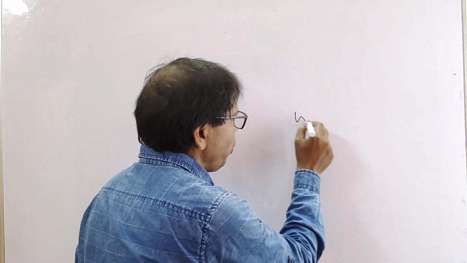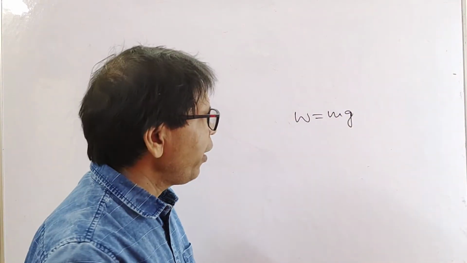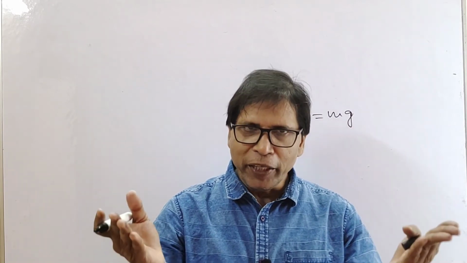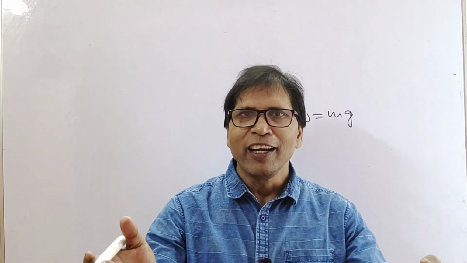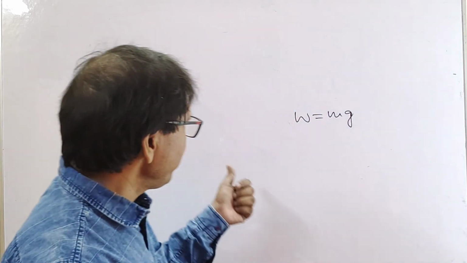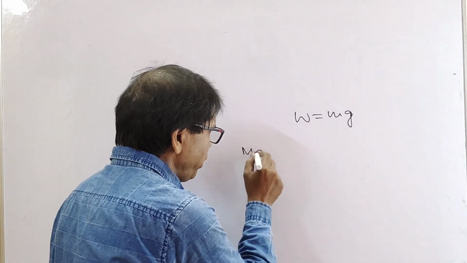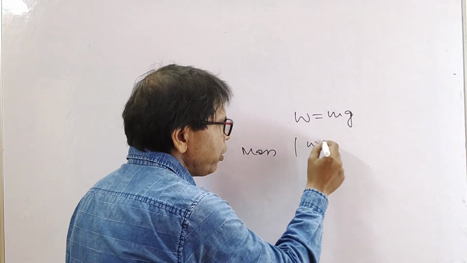The weight of a body is the gravitational pull of the body towards the center of the earth. Now, weight W equals M into G. Okay, and mass. Mass is the amount of substance present within the body. Now, what is the difference between mass and weight?